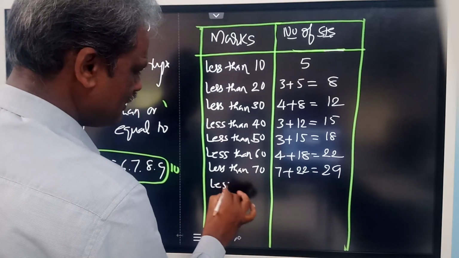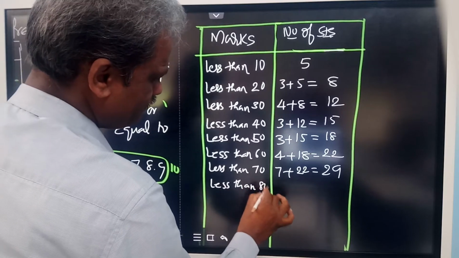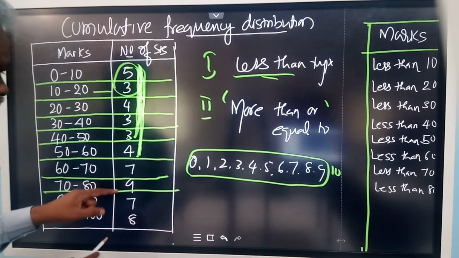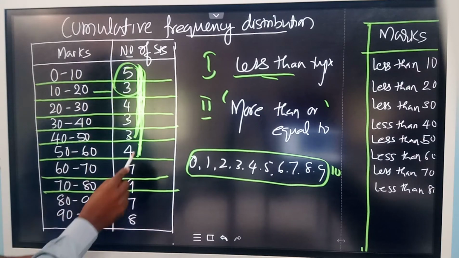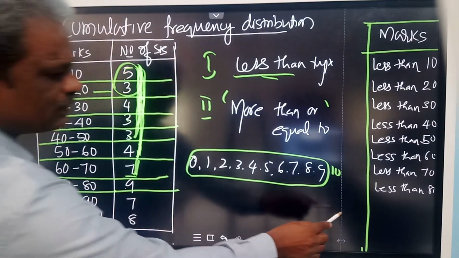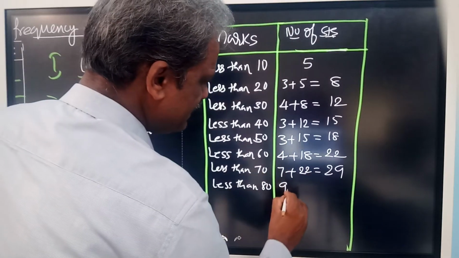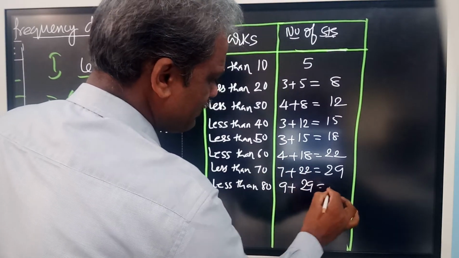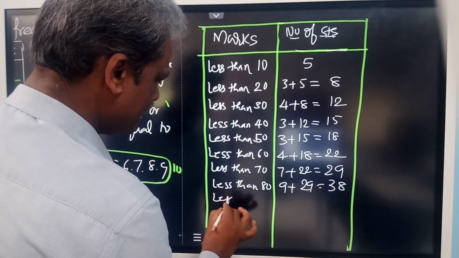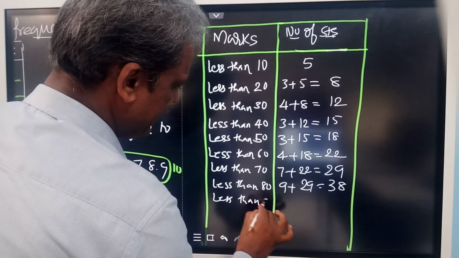So similarly, less than 80. Look at this. Less than 80 means you have to add up to here. You got already the sum up to here, up to 7, plus 9 you should add. So 9 plus the previous sum 29. So it is 38.